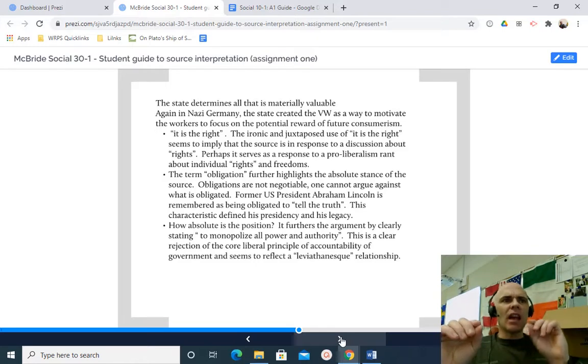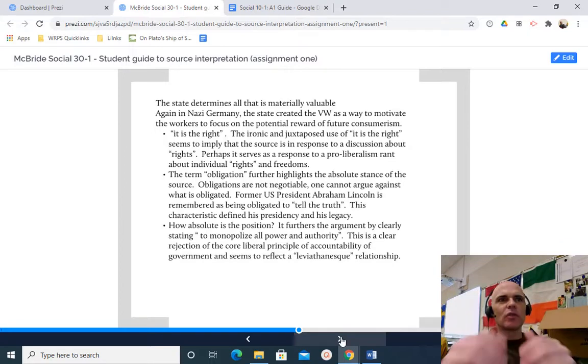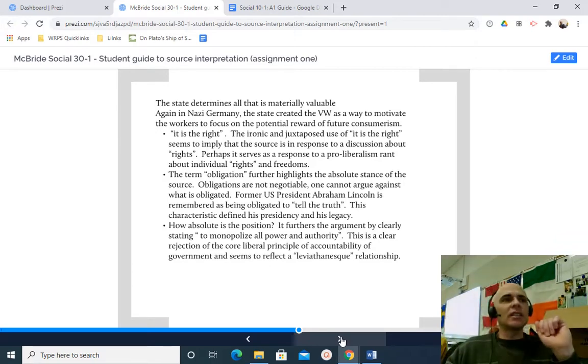The ironic and juxtaposed use of "it is the right" seems to imply that the source is a response to a discussion about rights. Perhaps it serves as a response to a pro-liberalism rant about individual rights and freedoms. So why does the source say it is the right? That's why it says that. The term obligation further highlights the absolute stance of the source. Obligations are not negotiable. One cannot argue against what is obligated. Former U.S. President Abraham Lincoln is remembered as being obligated to tell the truth. This characteristic defined his presidency and his legacy.